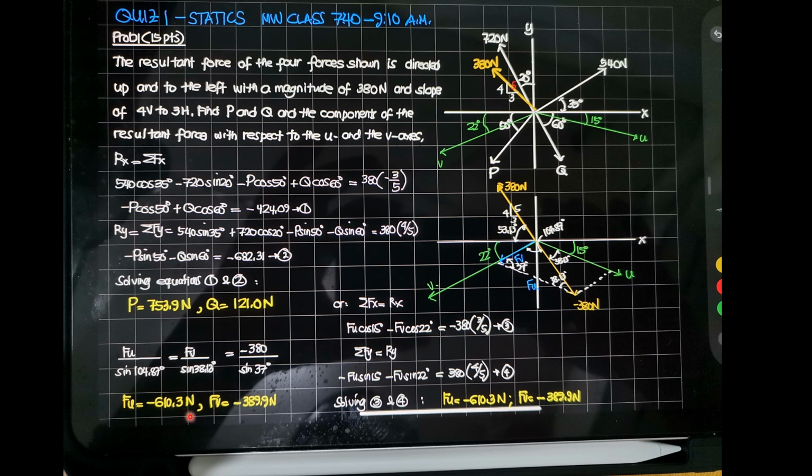Likewise, FV is equal to negative 380 sine 38.13 degrees over sine 37 degrees. So you'll get negative 389.9 newtons.